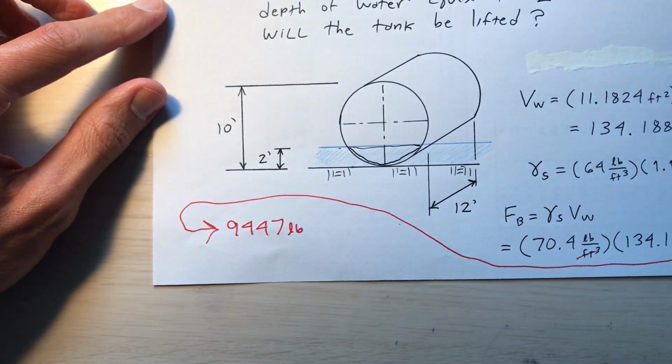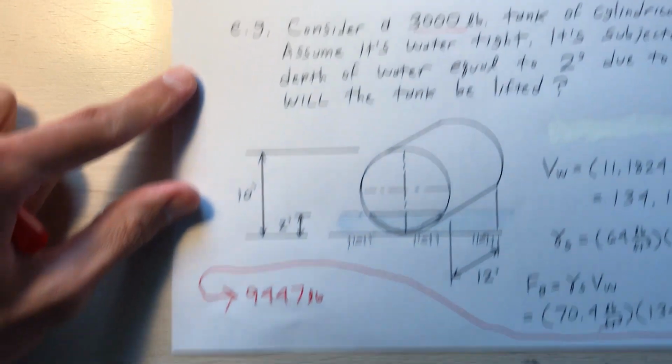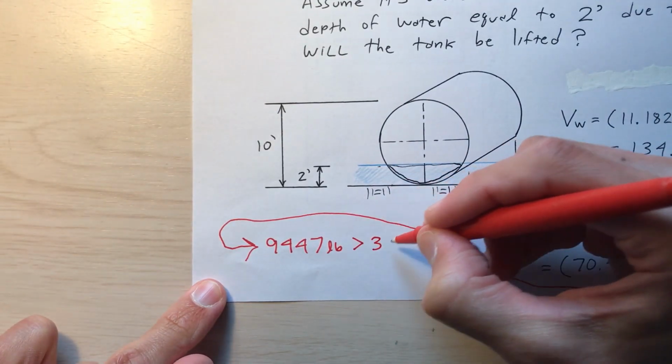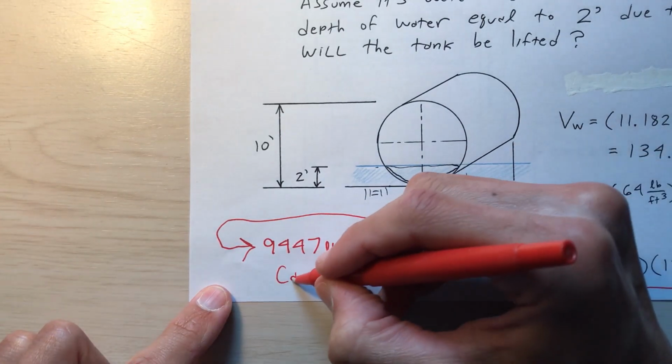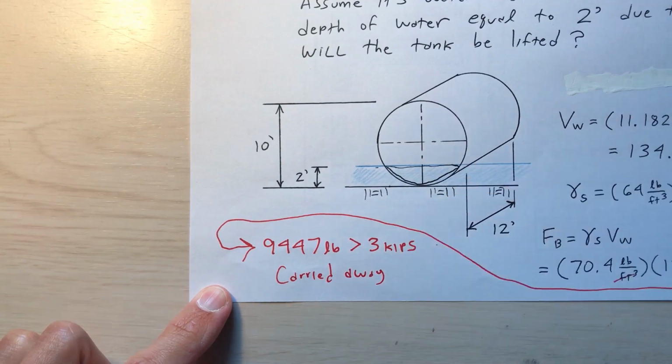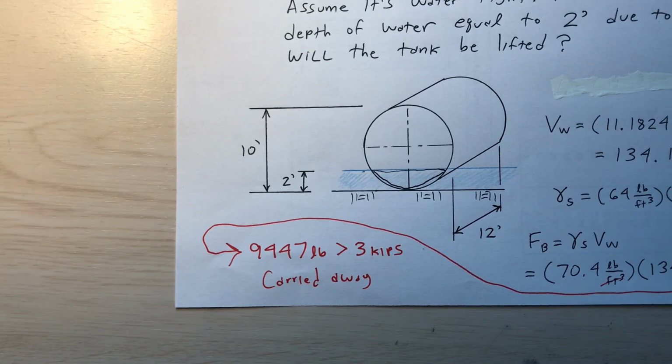Okay, so will this tank be carried away by the tsunami wave? The original weight of the tank was 3,000, remember that? Okay, so I noticed that this is quite a bit bigger than 3,000. And I'll just say 3 kips, 3,000 pounds. So 9.447 kips is greater than 3 kips. So it could be carried away unless it's tied down. So such a tank should be tied to the surface. If it's designed to be on a concrete pad, it should be fastened to that pad, otherwise the tsunami wave will carry it away. Of course, that doesn't take into consideration the hydrodynamic force. As I said earlier, a tsunami wave is going to generate some hydrodynamic force, so that would also be an issue.